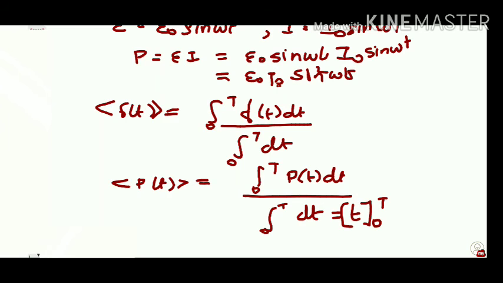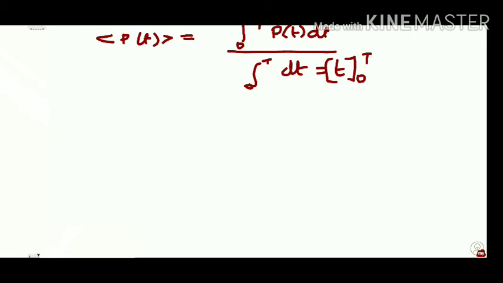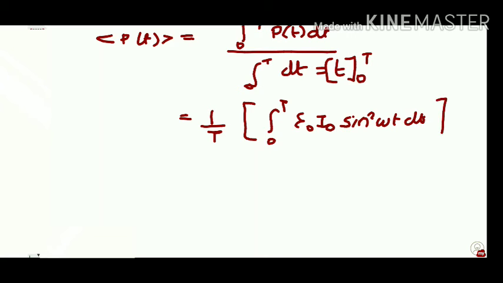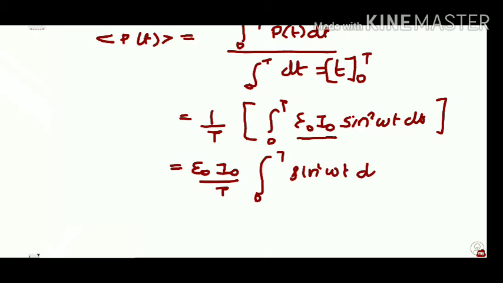Now let's move on. This denominator I am going to write as 1 by T minus 0. And the integration from 0 to T of power will be, as we just wrote, epsilon naught I naught sine squared omega t dt. Clear? Then epsilon naught and I naught are constant terms, so I am going to bring them outside: epsilon naught I naught divided by T, integral 0 to T of sine squared omega t dt.